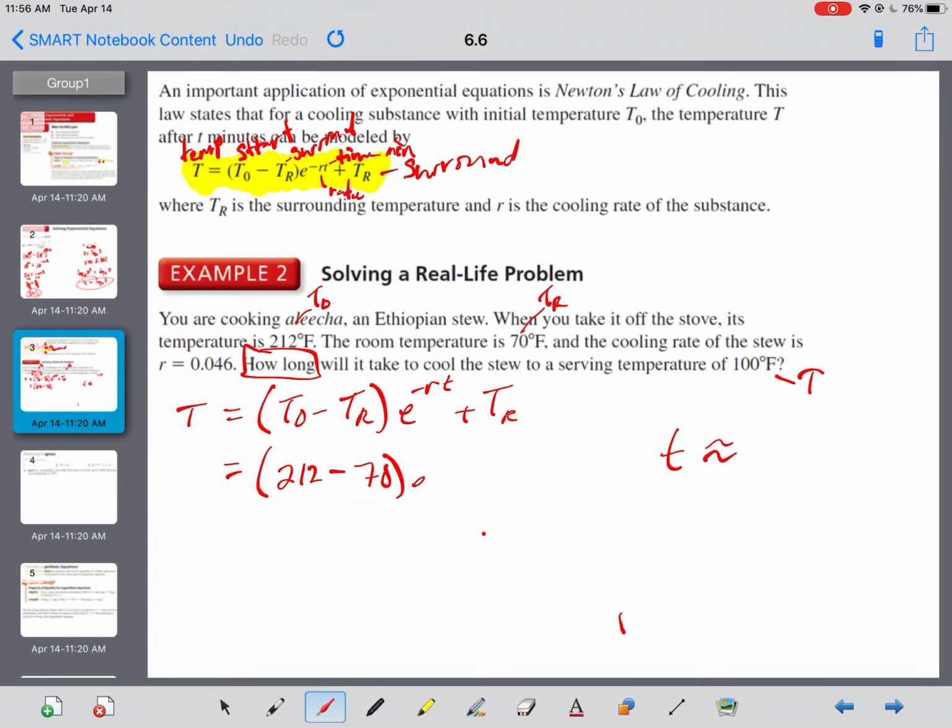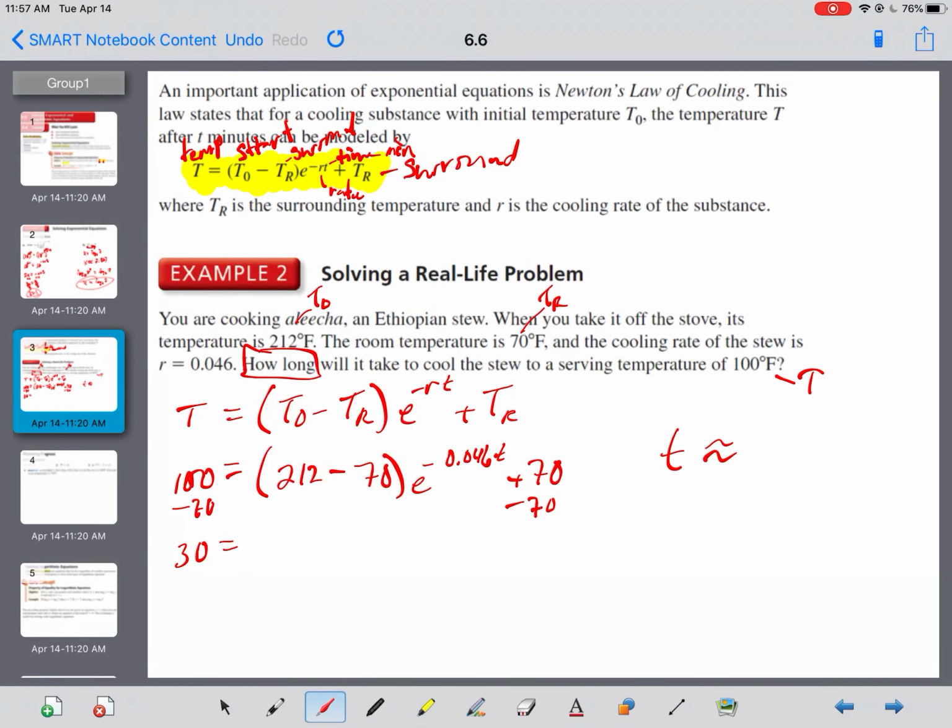T sub 0 is 212. The surrounding room temperature is 70. The rate is 0.046 t, plus the surrounding temperature, and it's going to equal, when does it equal 100? Okay, so let's start stepping that down. Oh wait, surrounding is not 212. Here we go, 70. That was the starting temperature.